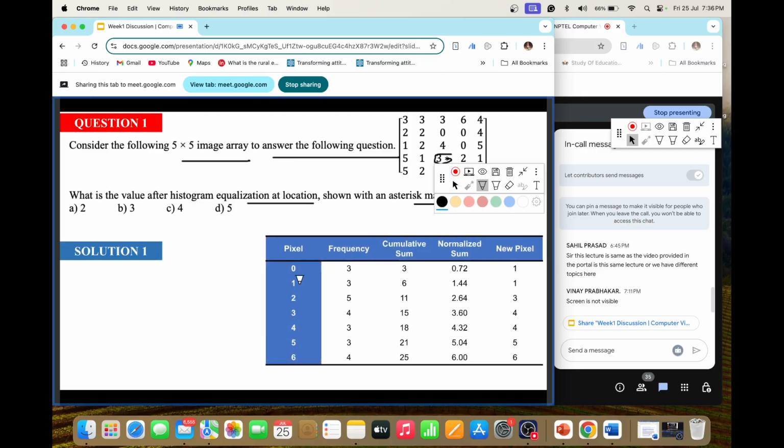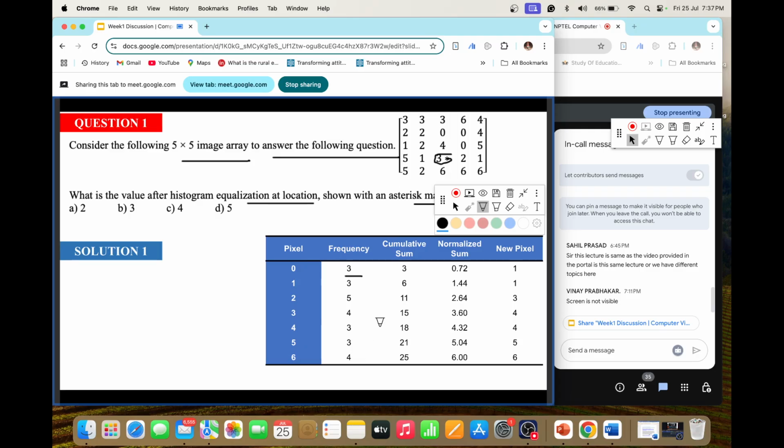A table of all the pixel values and the frequency, how many times each is occurring. For example, 0 occurs 3 times. 1 occurs 3 times. 2 occurs 5 times. Similarly 3 occurs 4 times, 4 occurs 3 times, 5 occurs 3 times, 6 occurs 4 times.